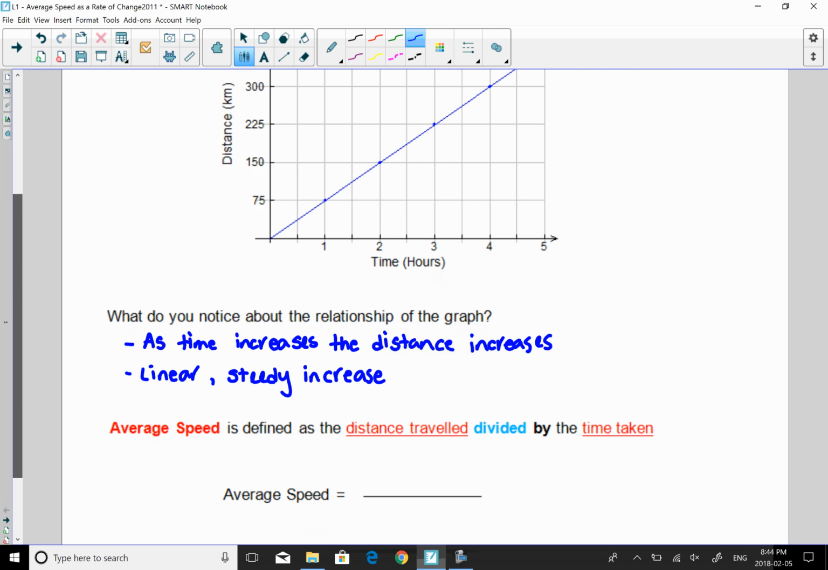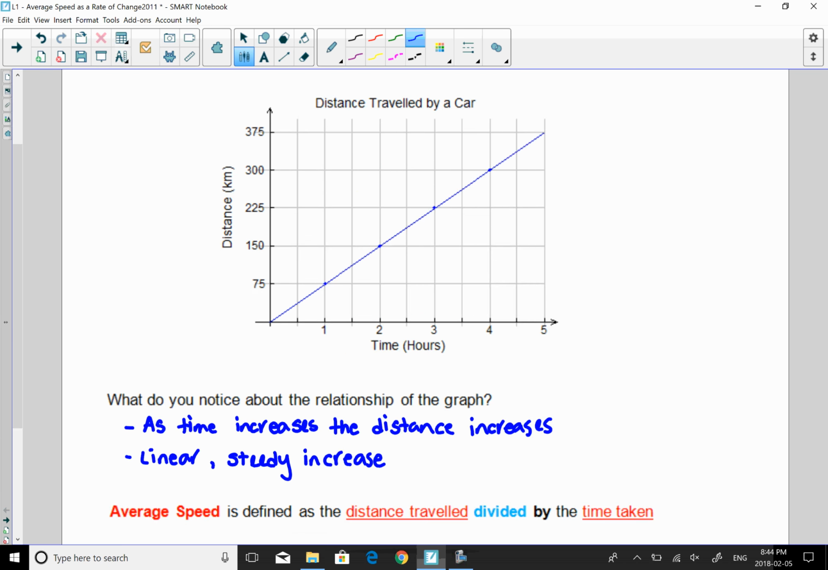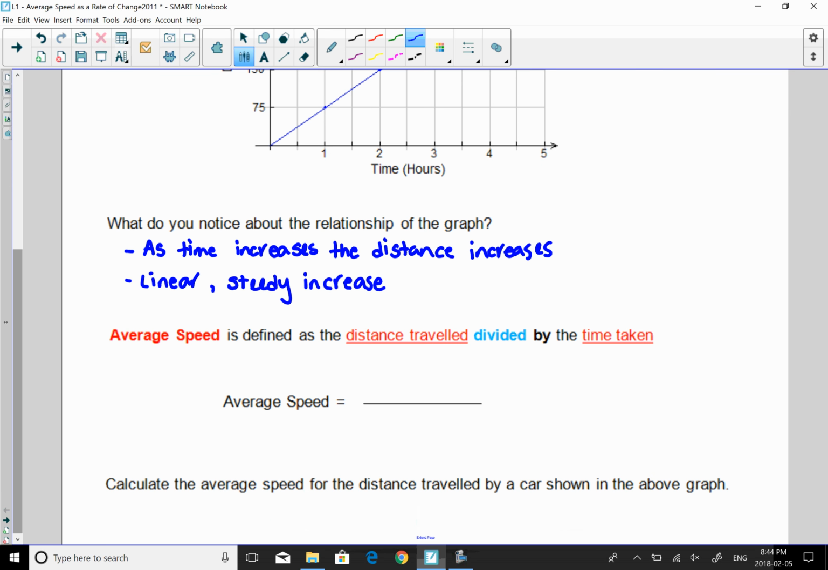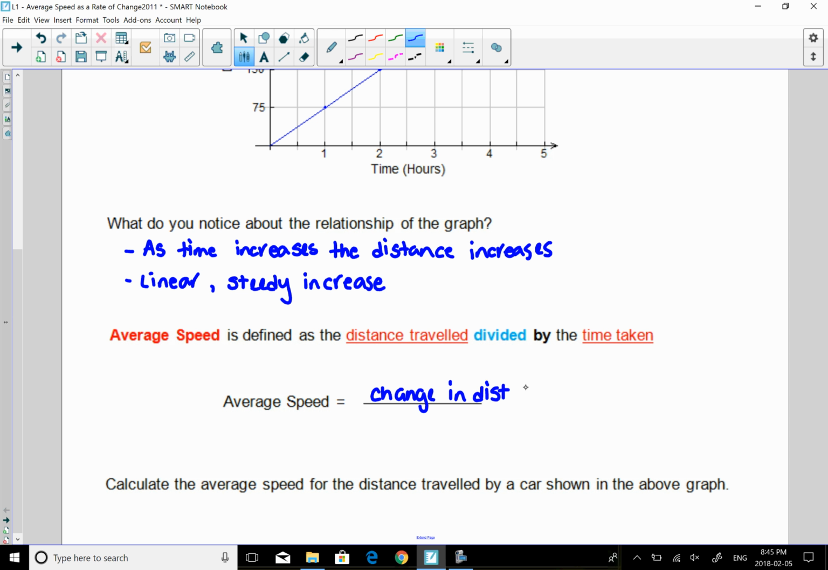So average speed is defined as distance traveled divided by time taken. So speed again is just basically change in distance over change in time. So we're going to calculate the average speed for the distance traveled by the car shown in the graph.